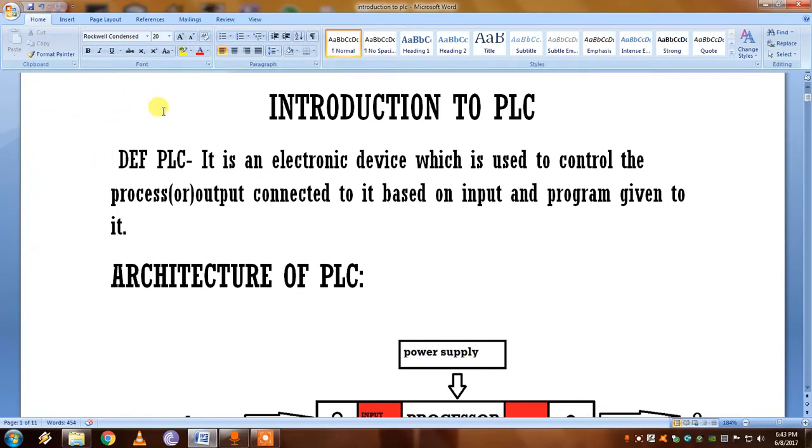Here we are going to see about PLC and its types and architecture and everything about PLC only. Let's see, it's about common things about PLC. So let's see about it.